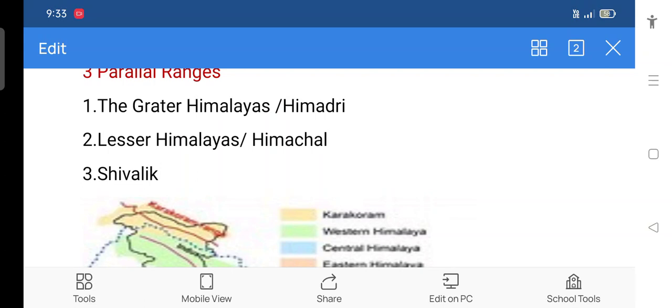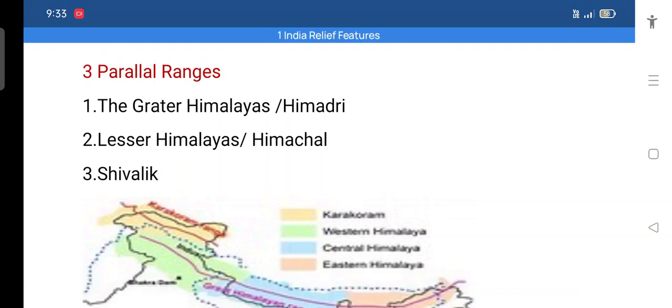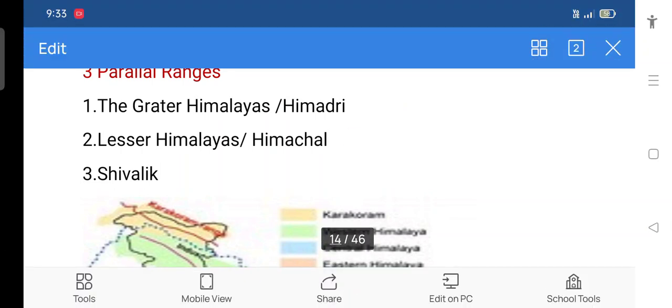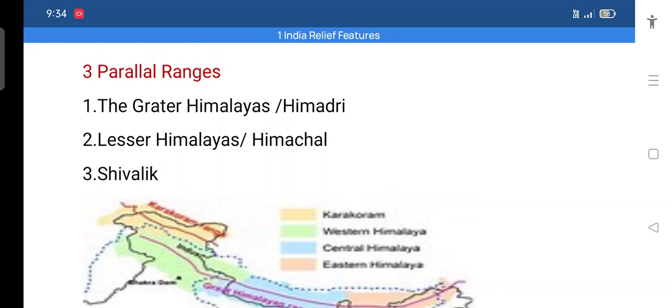Okay, in the Himadri, what can we find there? Glaciers. In the Lesser Himalayas, we can find so many ranges like Pir Panjal, Mahabharata, and the Kashmir Valley, Kulu, and hill stations like Simla, Mussoorie, Ranikhet, Nainital. And third one is the Shivalik. In the Shivalik, we can find dunes. What are the dunes? Dunes are nothing but valleys. The valleys between the Shivalik and Lesser Himalayas are called the dunes.